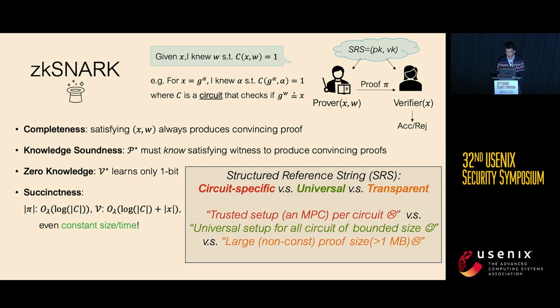The thing that we want to focus on here is the structured reference string. Now, different choices of SNARKs require different types of SRS. And roughly, there are three types. One is the circuit-specific SNARKs that require a trusted setup per circuit and per application.